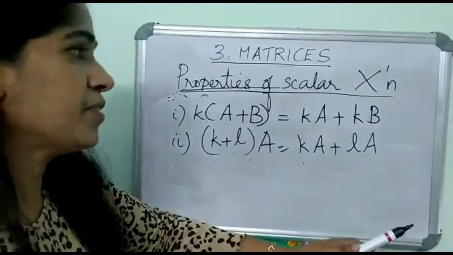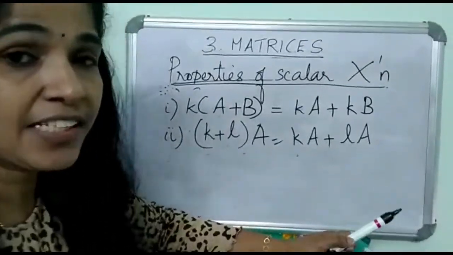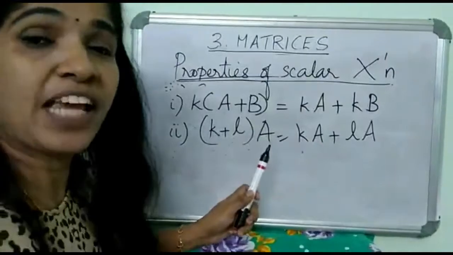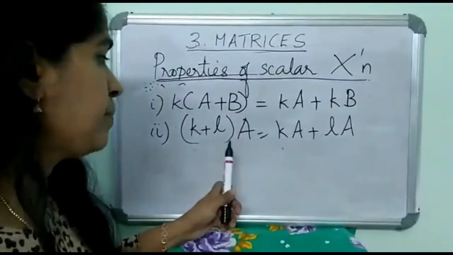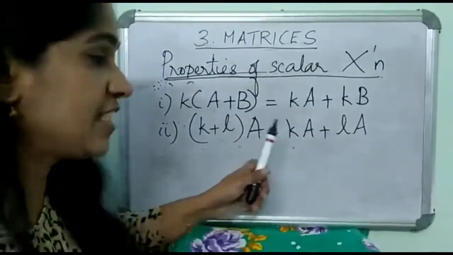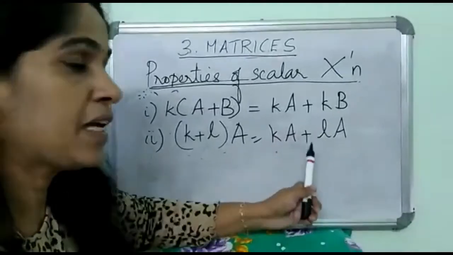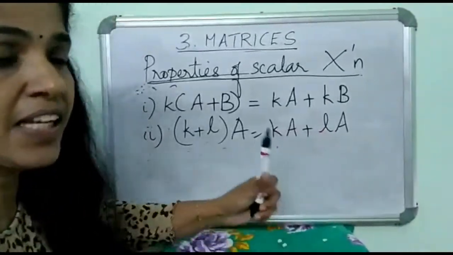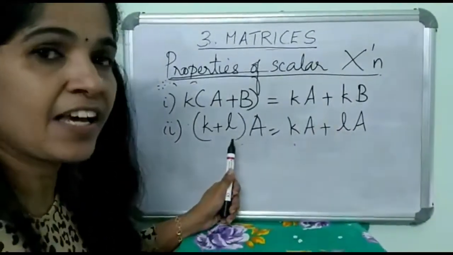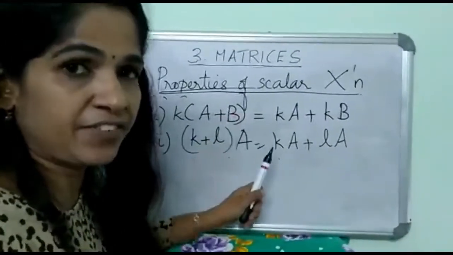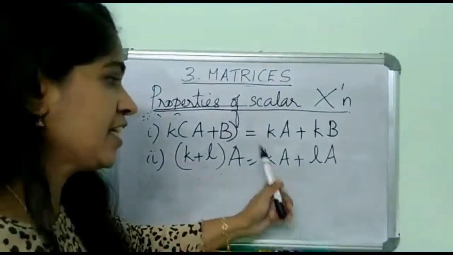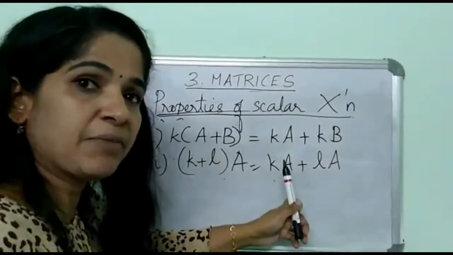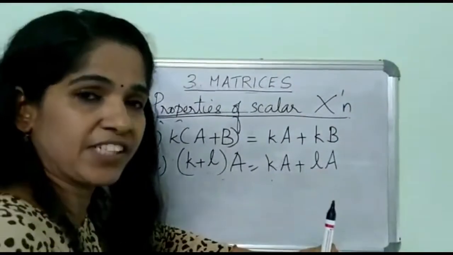The second property regarding scalar multiplication is, if k and l are two scalars, then (k plus l)A is equal to kA plus lA. That means the sum of two scalars, when multiplied to a matrix, is the same as each of the scalars multiplied with the matrix and then summed. This will be more clear once you do problems based on it. Let us start doing problems.